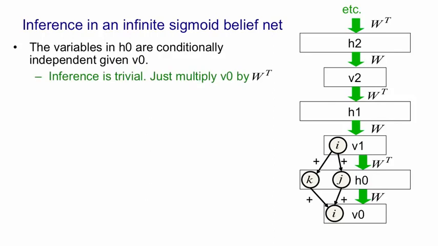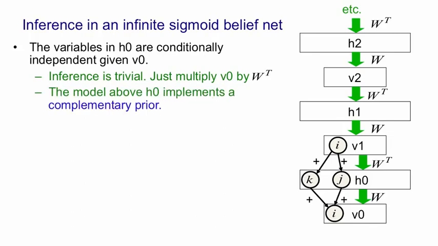We just multiply V0 by the transpose of W, put whatever we get through the logistic sigmoid, and then sample. That gives us binary states for the units in H0. But the question is, how could they possibly be independent, given explaining away? The answer is that the model above H0 implements what I call a complementary prior. It implements a prior distribution over H0 that exactly cancels out the correlations in explaining away. So for the example shown, the prior will implement positive correlations between k and j. Explaining away will cause negative correlations, and those will exactly cancel.